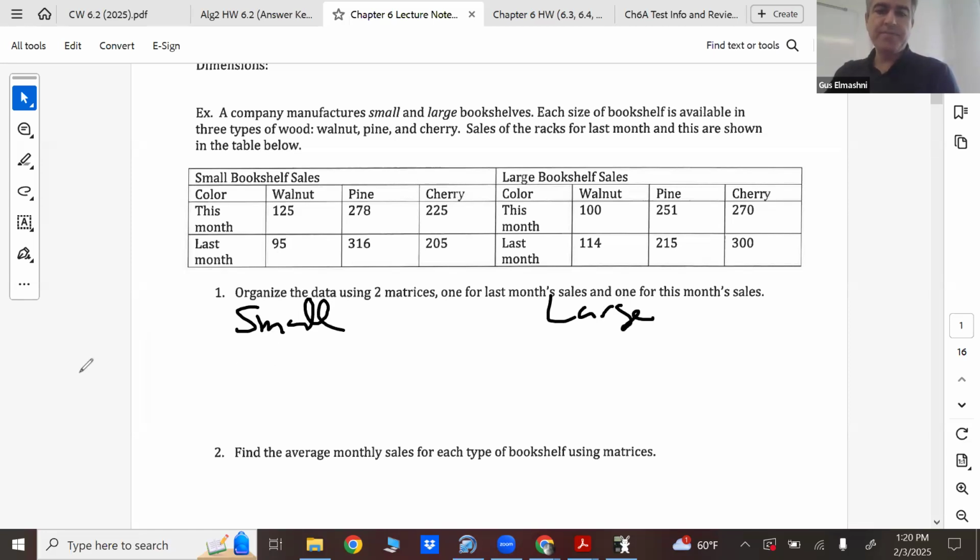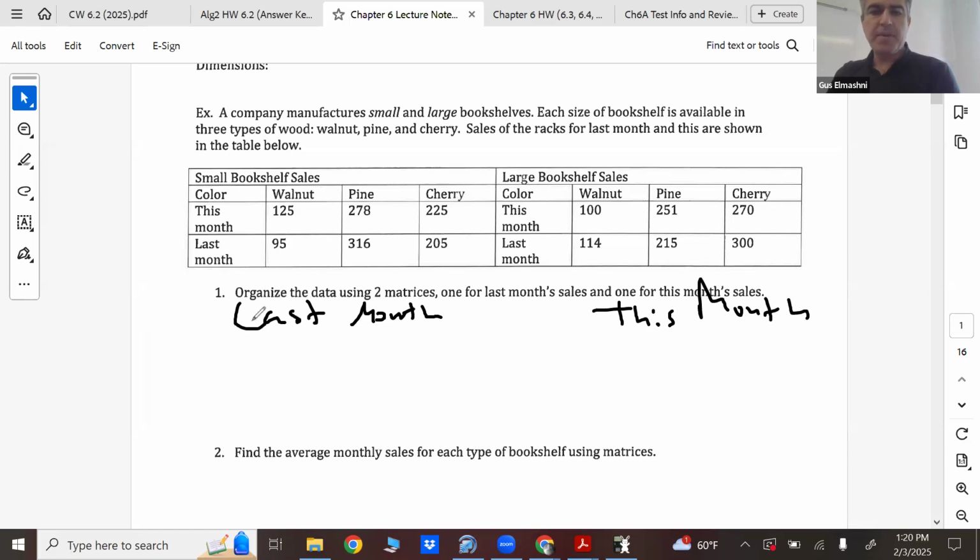Oh, sorry. They said for last month and this month. My bad. Last month and this month. So you got to read the directions, right? Very important. Last month and this month. Okay, here's how you're gonna do it.